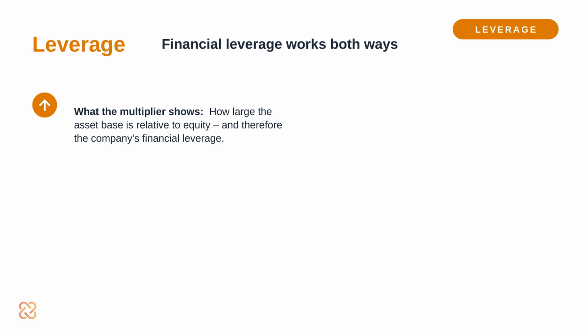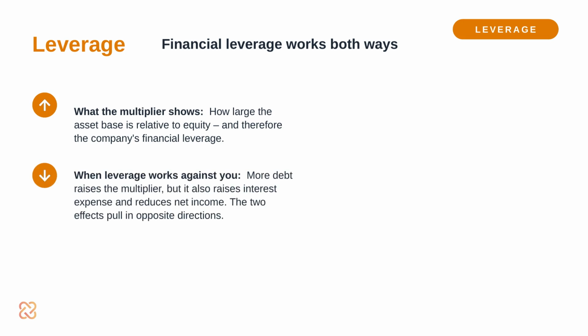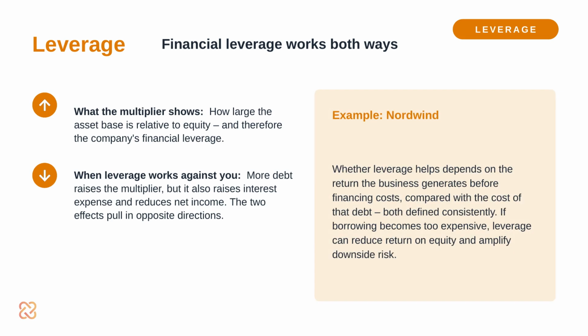That last sentence needs a warning because this is where the model is most often misread. Looking only at the formula, it would seem that a higher multiplier always produces a higher return. You would simply need to borrow more. That reading is wrong. Replacing equity with debt does not leave the rest untouched. More debt means higher interest costs, so lower net income, and a lower margin. The two effects pull in opposite directions. Whether leverage works in your favor depends on comparing the return generated before interest costs with the cost of that debt. If borrowing becomes too expensive, leverage can reduce return on equity and magnify the downside risk.